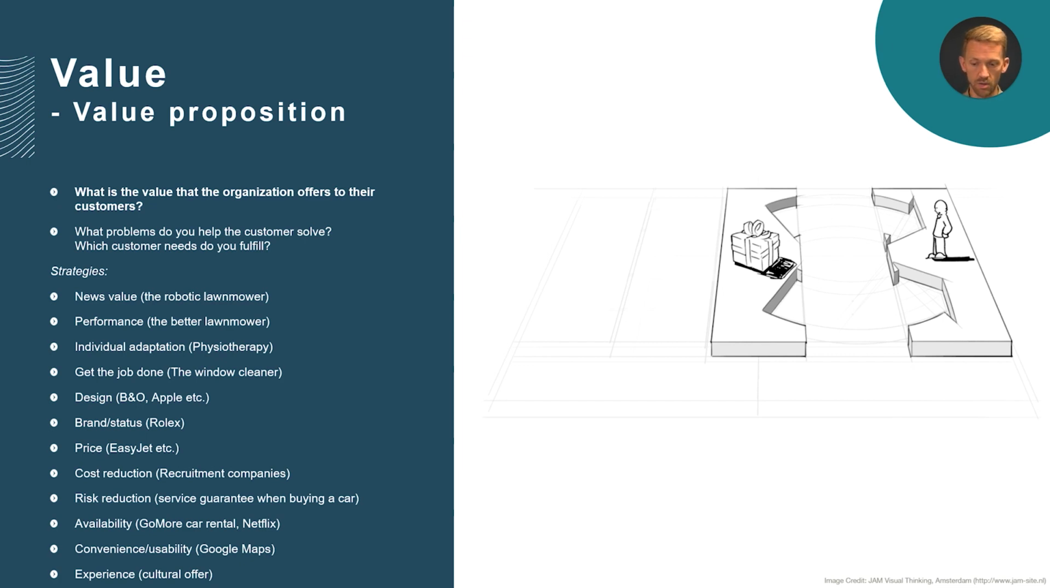And lastly, we have one that is a bit different than the other value propositions, which is the experience. So for instance, a cultural offer, a museum, cultural institutions like that, they offer not necessarily something that is new or is about performance or is about getting anything done or getting status or brand value, but it's about an experience. So it's a completely different way of thinking value.